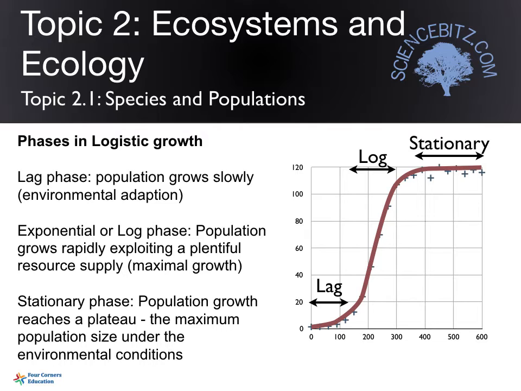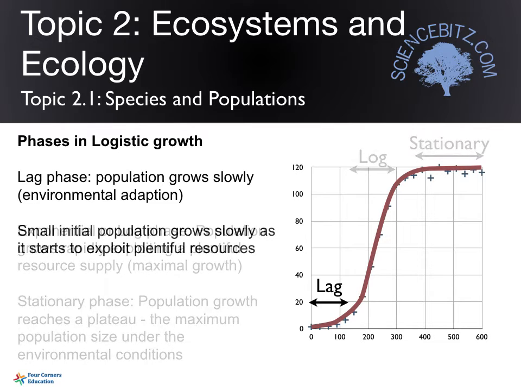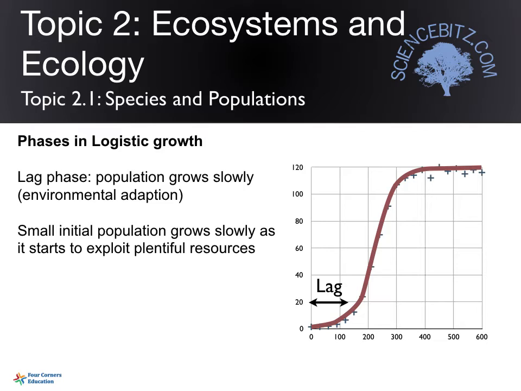Now, we have various phases inside this sigmoid growth model. The rate of population growth is changing depending on how resources are being utilized in each phase. So let's go through phase by phase. First of all, we have something called the lag phase. The population is growing slowly. We're starting off with a small population. Resources are not limiting at this point, but the population is too small to really start exploiting them.